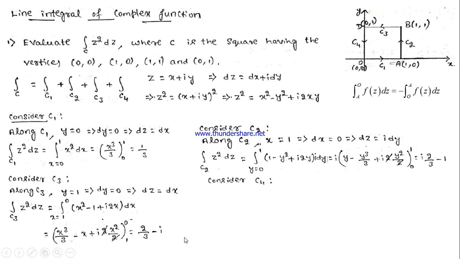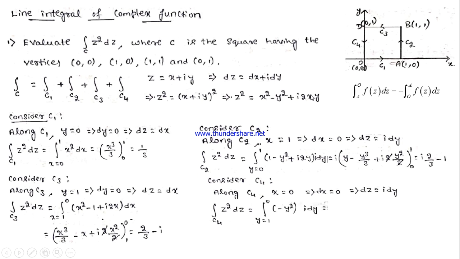Now do the same thing with C4. Along C4 you will find the value of x is constant, that is x is equal to 0, dx becomes 0, so dz is once again i dy, and substitute all these things back in the integral. So z square is just minus y square now because the value of x is 0, and with i dy you have everything expressed in terms of y. So I want the y variation where y varies from 1 to 0, and that gives i by 3 as my answer. So now we have found the value of the integration over all these curves.